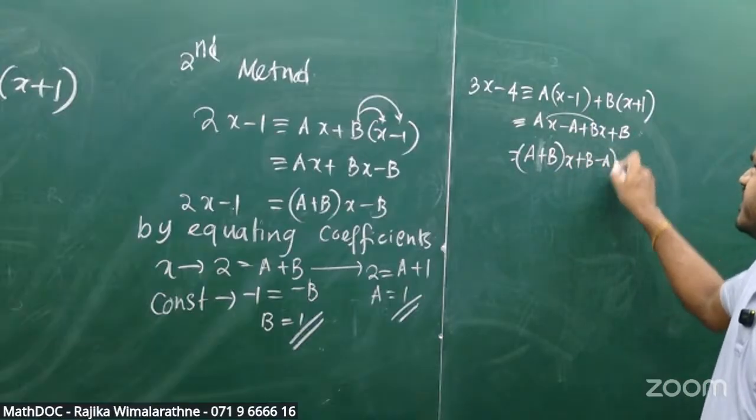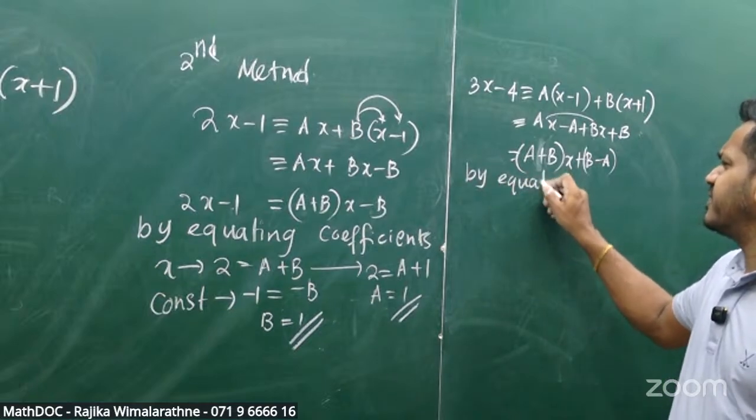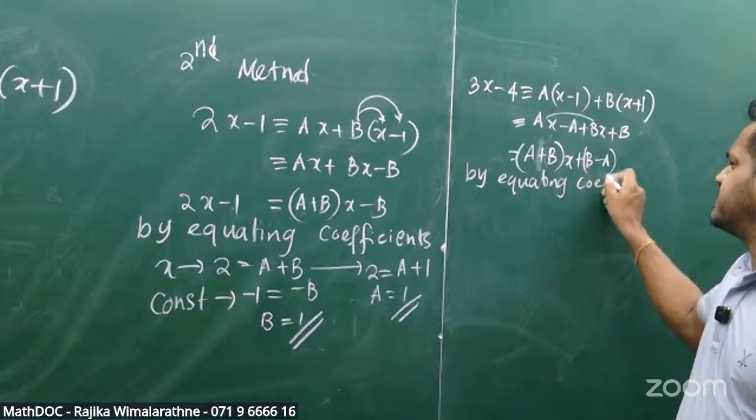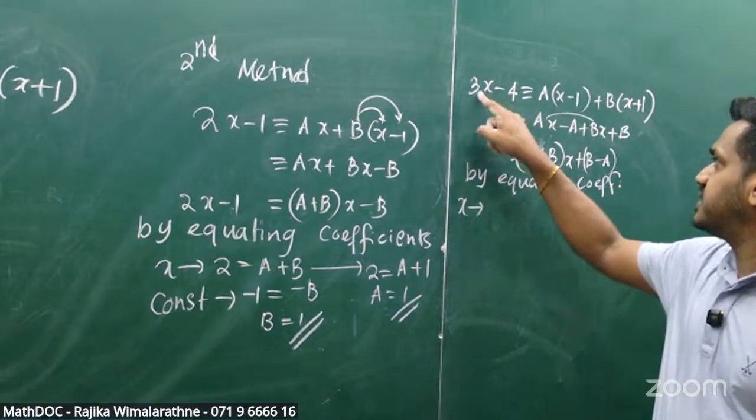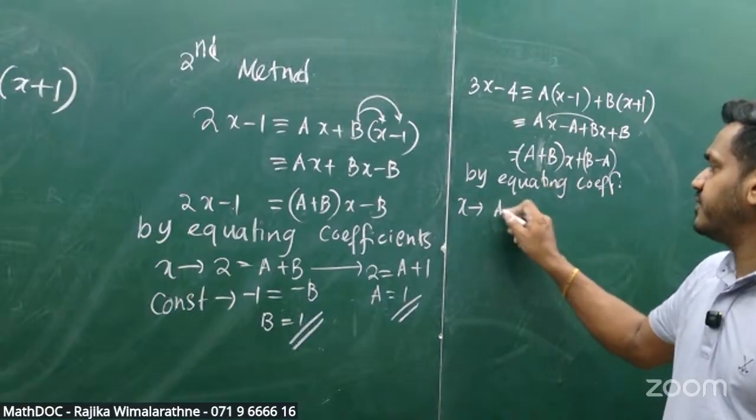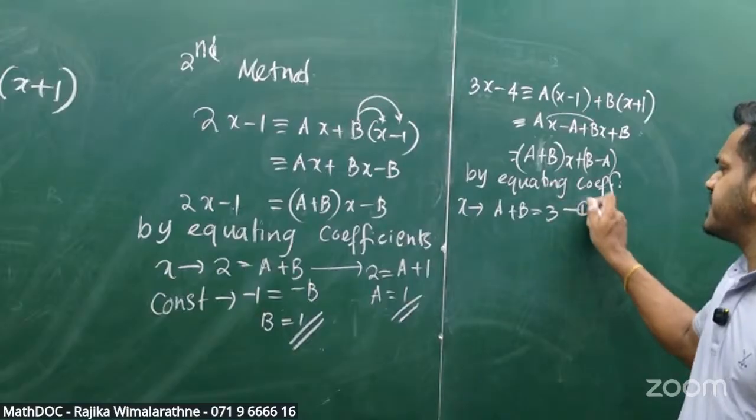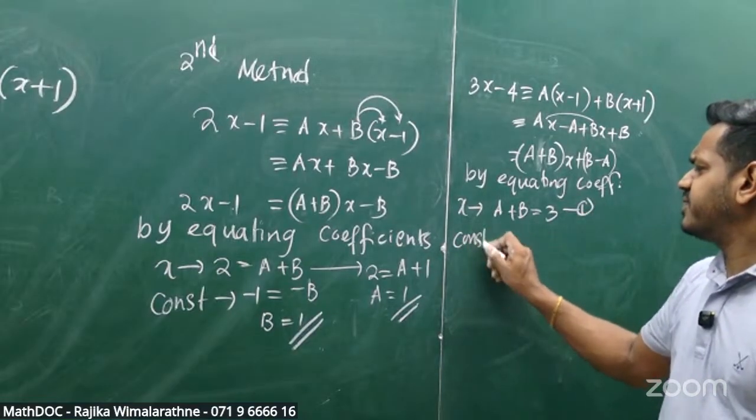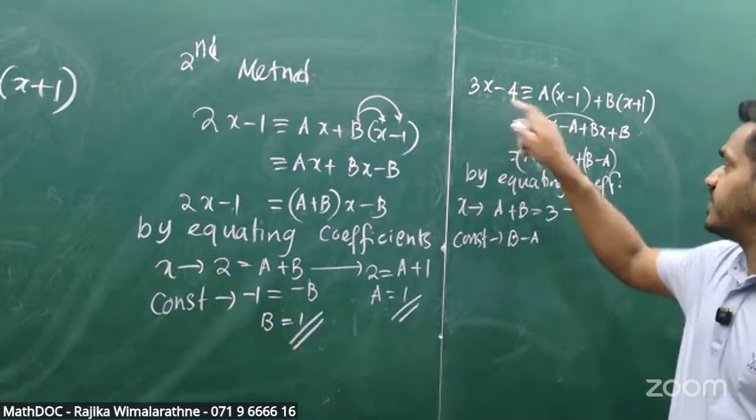Here b minus a. Now by equating coefficients, take x coefficient, here 3, here a plus b. A plus b equal 3. Then constant, here b minus a equal minus 4.